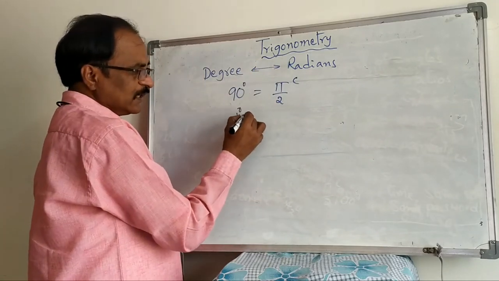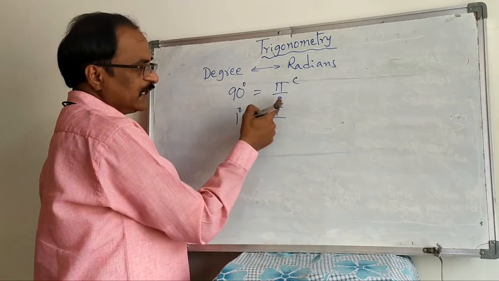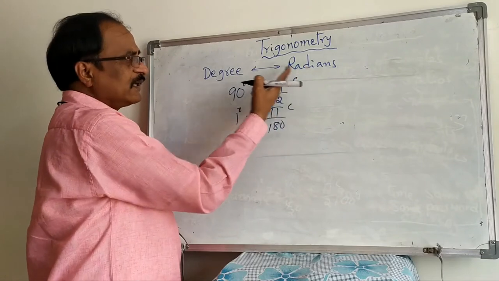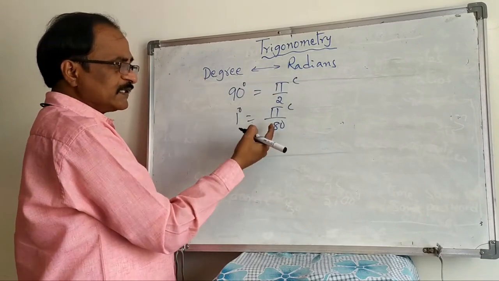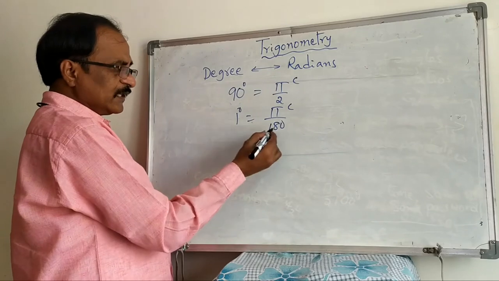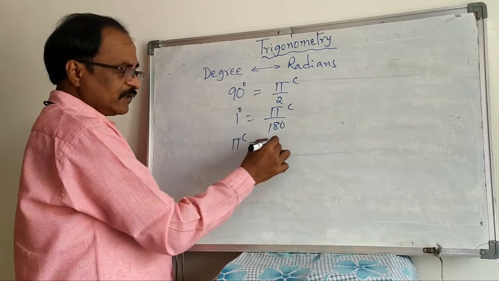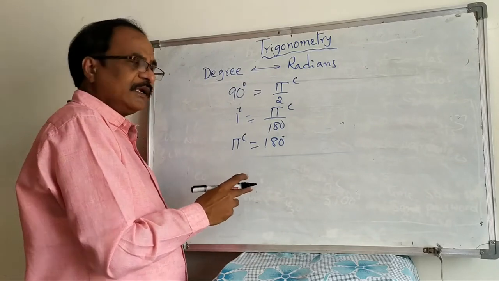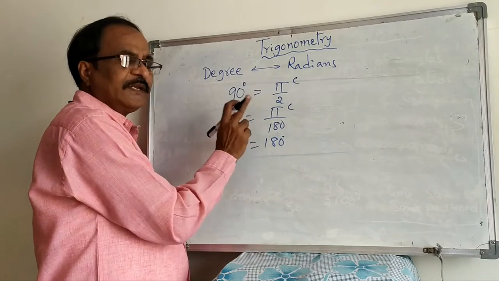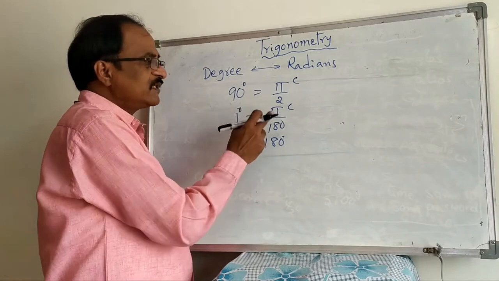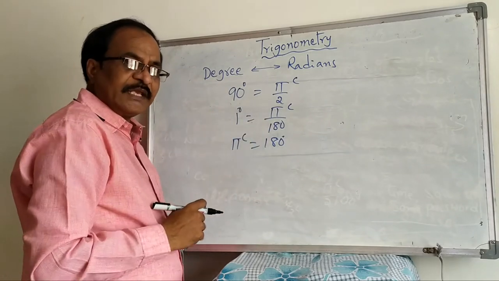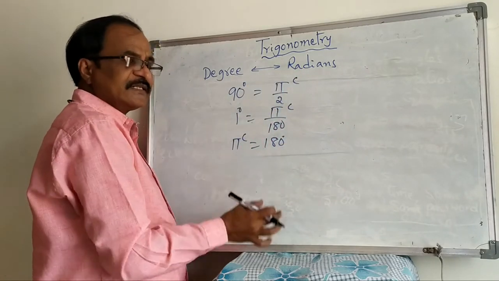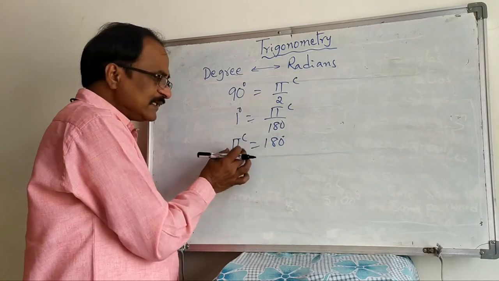Now 1 degree is equal to pi by 180 radians. Or if we want to convert radians to degrees, pi radians is equal to 180 degrees. Now simply remember that if you want to convert degrees to radians, simply multiply the given degrees with pi by 180. If you have to convert radians to degrees, just substitute 180 degrees instead of pi.